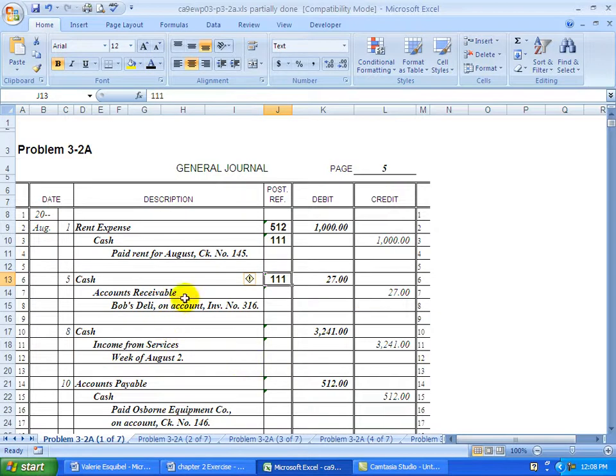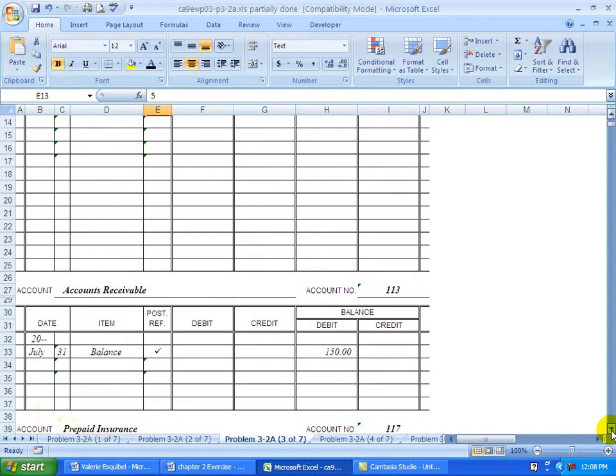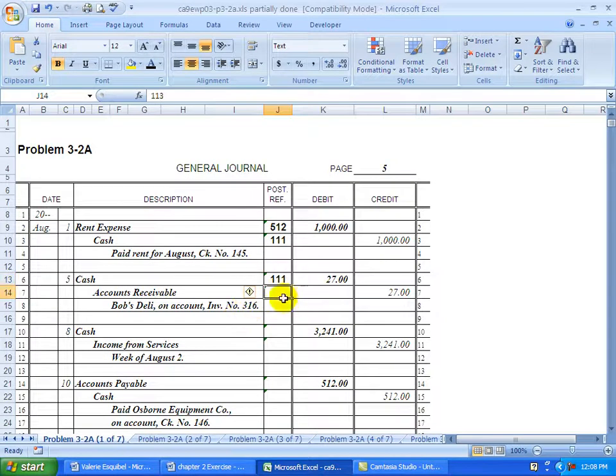Now we're going to go to accounts receivable and post this as a credit. So we're going to go to accounts receivable, which is right below cash. So it's the first time in August, so we have to put in August 5th, and that's a credit. And now the balance, if it has a debit balance and you're crediting a debit balance, you have to subtract to bring the balance up to date. So we have a new debit balance of $123, came from journal page 5. We take account number 113 and go back to here, put 113 to show that it has been posted.